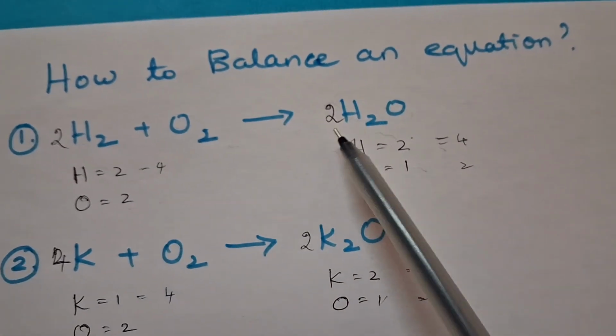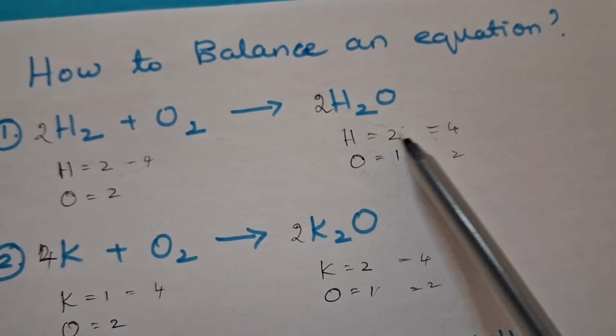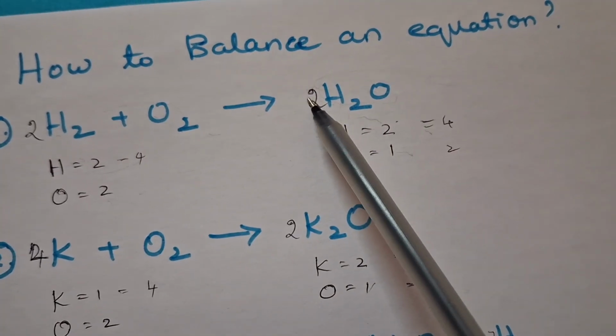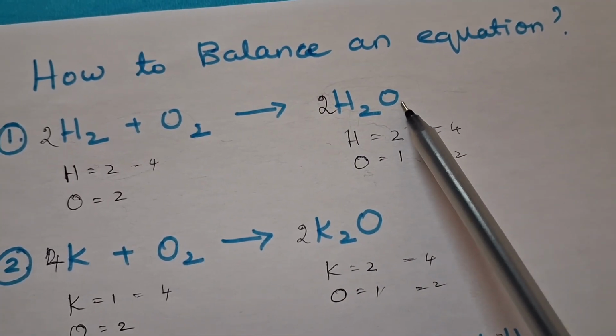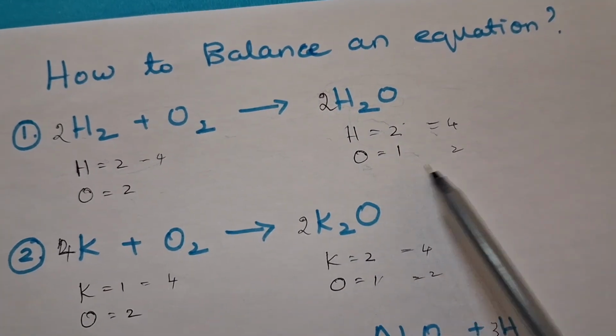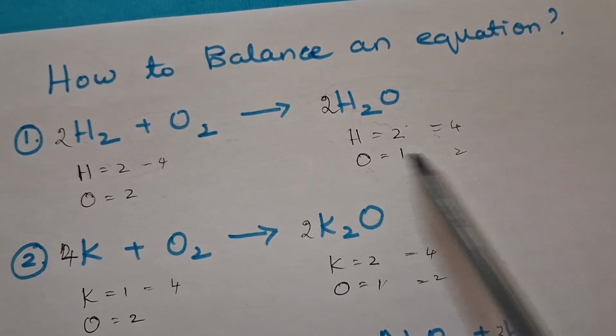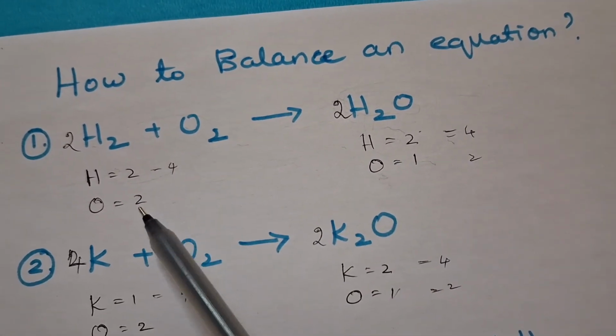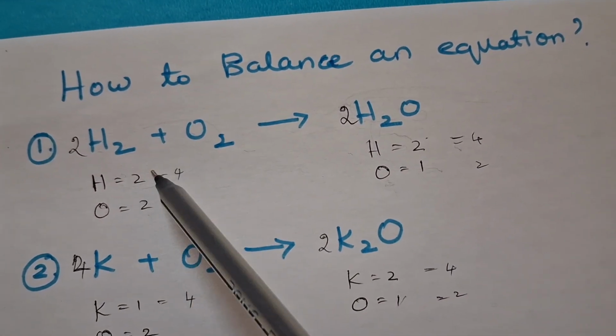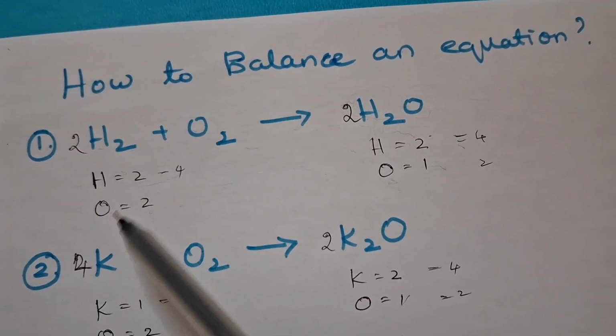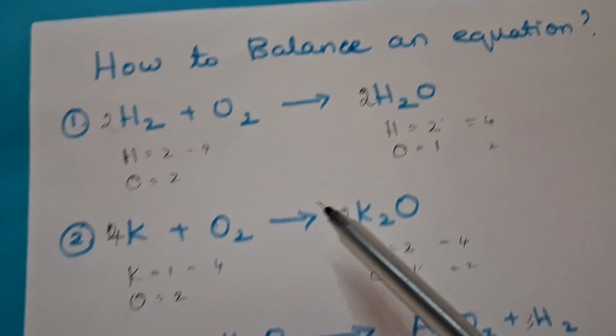Oxygen is 2. And similarly, if you put a 2 here, 2 into 2 is 4 here, and 2 into 1, this 1 is implied, so 2 into 1 is 2. So here 4 plus 2, 6 atoms. Here also 4 plus 2, 6 atoms. This will be cancelling, meaning we will have to neglect this. Here 2 into 2 is 4, so totally 6. Both sides are balanced.